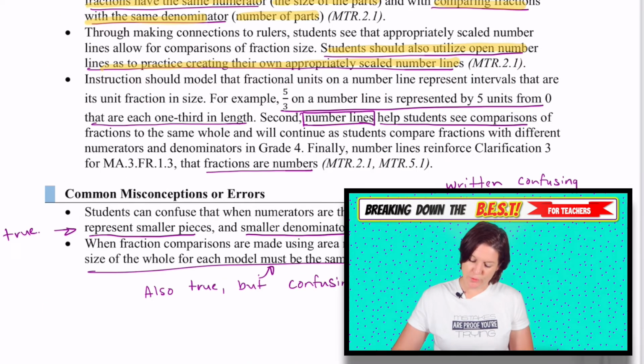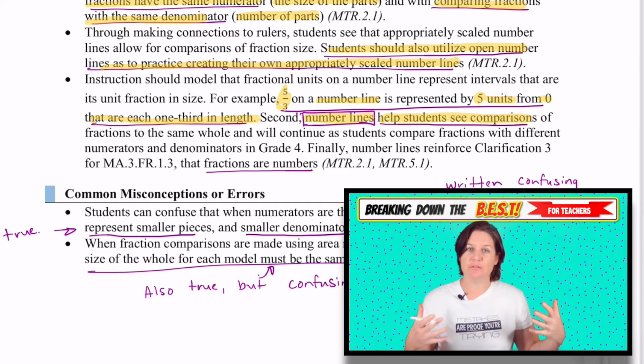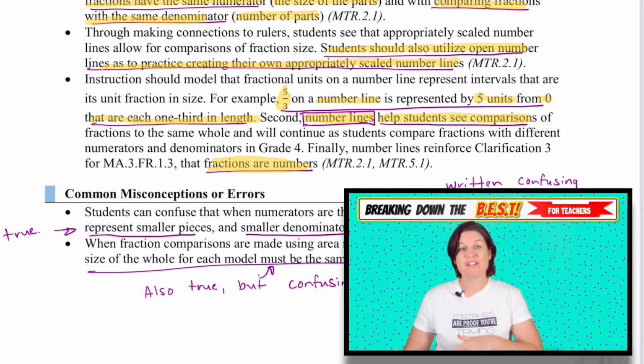This is just saying how to place the 0.9 on a number line would be 5 units from 0 that are 1/3 in length. And that number lines help students to see the comparisons. The further you go, the greater the value of that fraction. And again, this is brought up in like every single standard, that reinforcing that fractions are numbers.